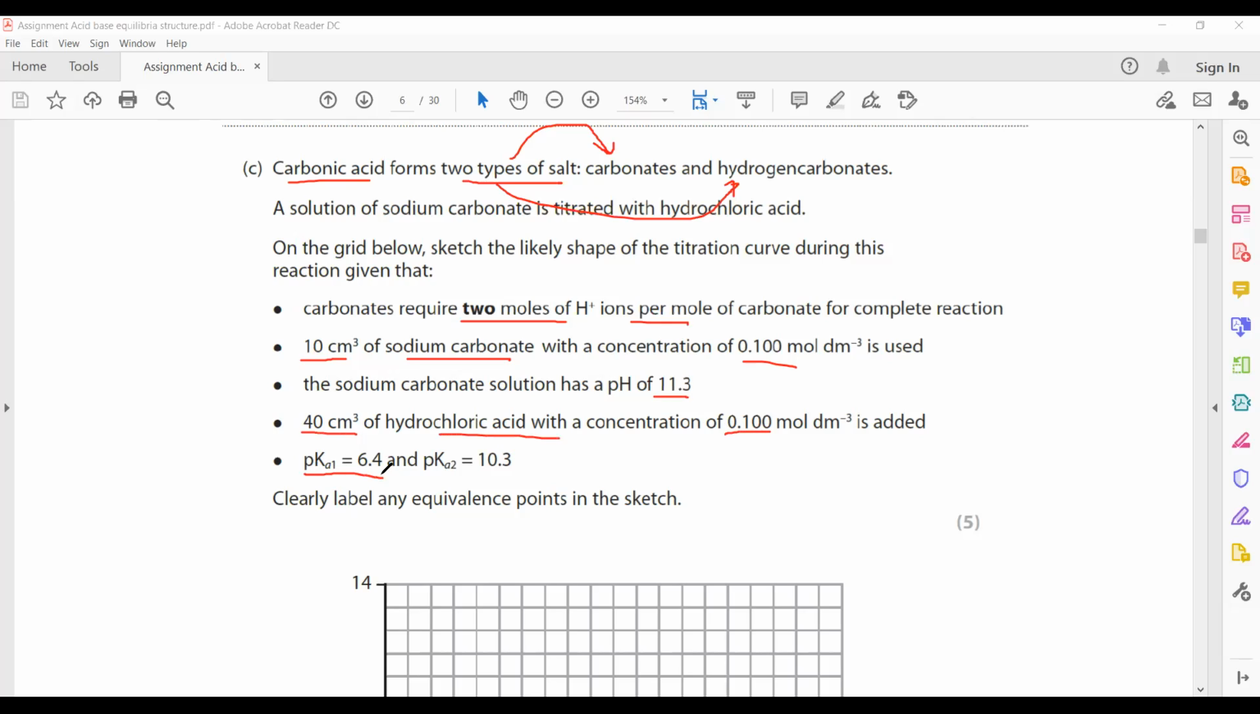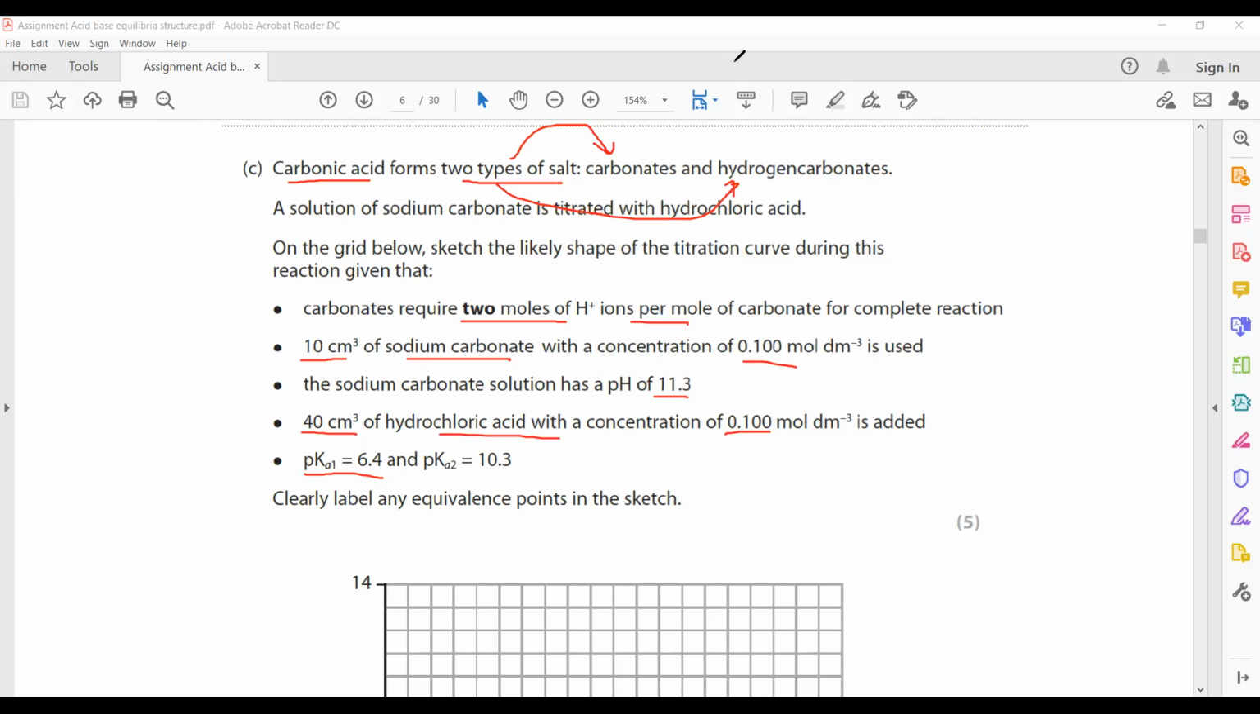pKa refers to the dissociation constant, and using this dissociation constant, you can identify the vertical part. And pKa2 is 10.3. Now clearly label any equivalence point in the sketch.